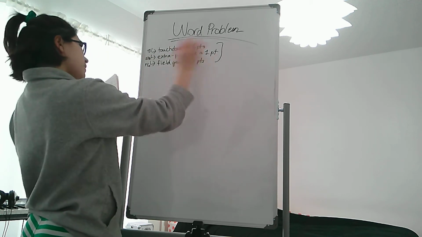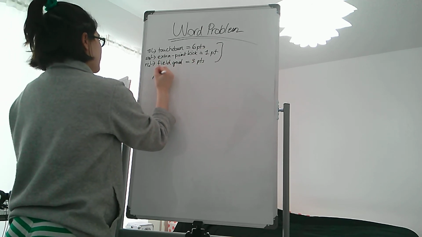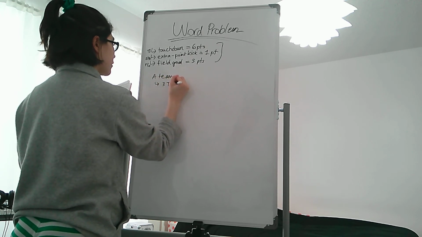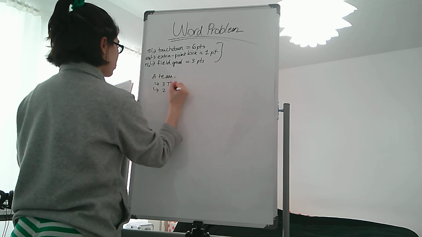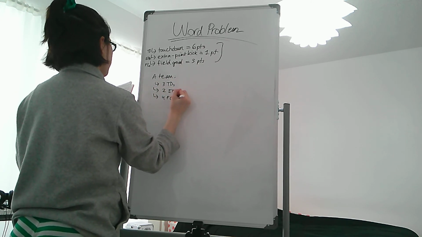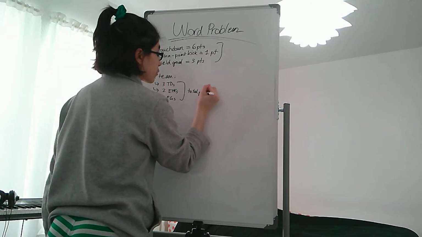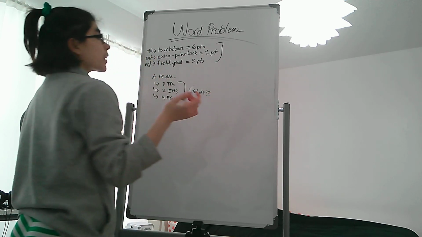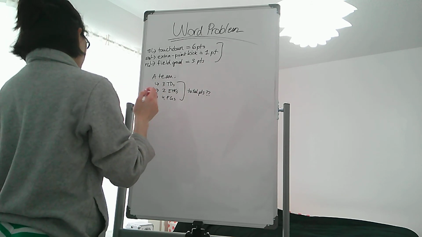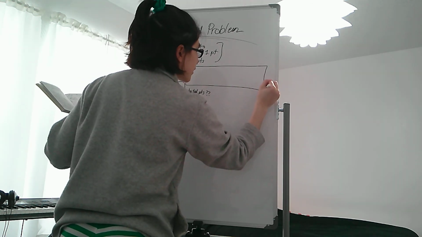So let's say, knowing that these each are equal to different amounts of points, a team scores 3 touchdowns, 2 extra point kicks, and 4 field goals. So how many points do they have total? So we want to find the total points, okay? So we can create an algebraic expression to model this problem. So what I'm going to do, let's say, I'm just going to use this little box here. I think that should be enough.